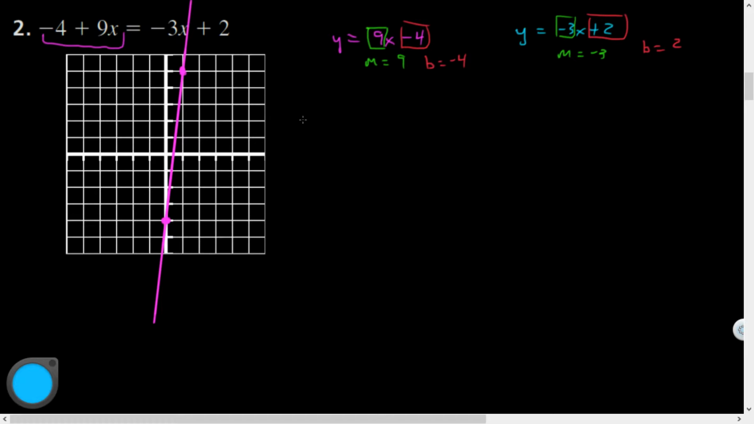Y-intercept is at 2, so I start up at 2 here. All right, right there. And the slope is negative 3, so I'm going to go down 3 and over 1. And down 3 and over 1. Right, and I also could have technically gone up 3 and backwards 1 if I wanted. Let's draw that line. Oh, I gotta get my points further away from each other for my little ruler tool.